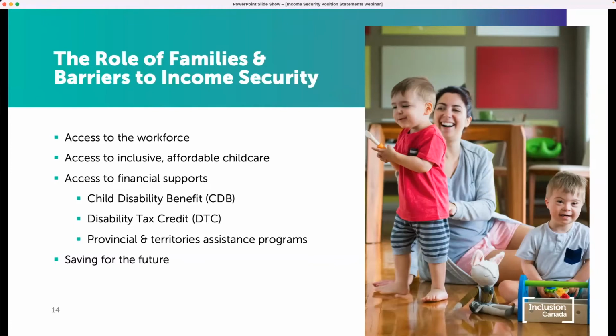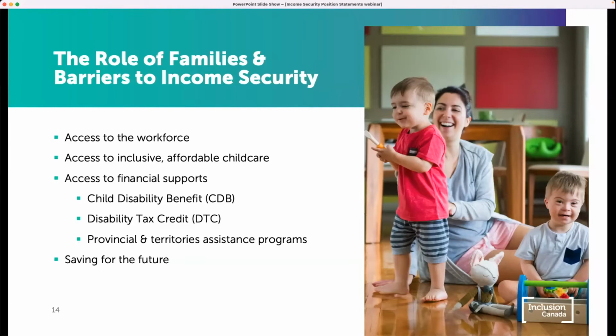For families of children 13 and over who continue to require support, a significant gap exists in before and after school care and access to disability supports. I know of a single mom who was working full-time as a paralegal, but could not access inclusive care before and after school for her teen, so she took a part-time job in a school in order to provide that support.